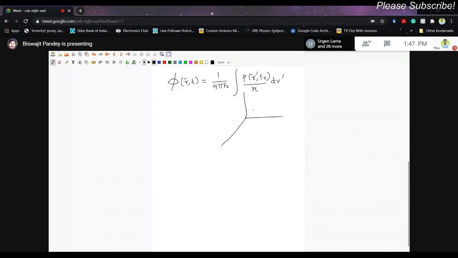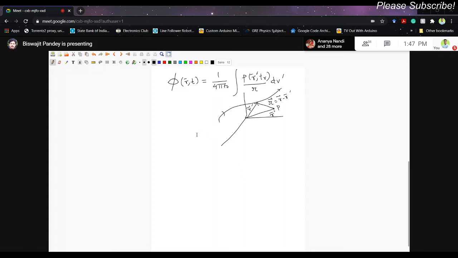Something like this. This was our source coordinate R prime. Field was R. This distance was curly R, which is R minus R prime, and the source is moving. So at different times, it is located at different points on the trajectory of the charged particle. Well, so we have to carry out this integration.